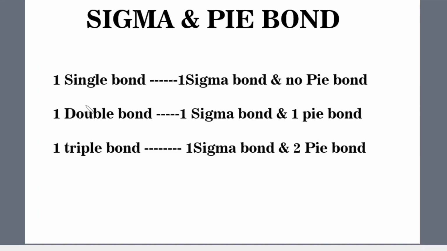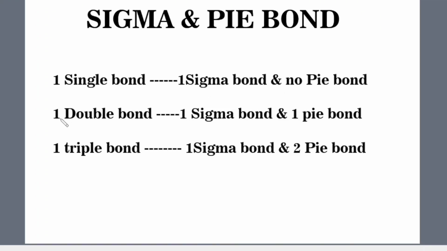Now take note of this. Whenever you see a single bond in any compound, there is a sigma bond in it and there is no pi bond in it.